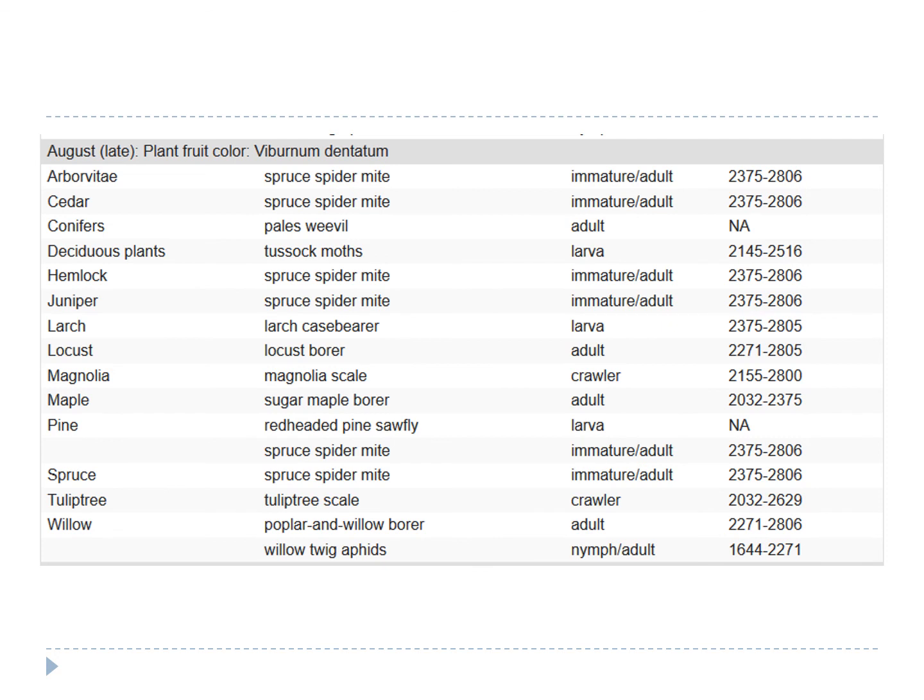Here's one for August. And so this is one when Viburnum dentatum has fruit that are in color. Since we don't have a lot of things that flower late in the season, we're looking at fruiting. If I'm having problems with my locust borers, at 2,271 to 2,805 growing degree days, this would be when I'd want to treat them. And so you can see the growing degree day accumulation happening through the year. This is August, and the windows that I'd need to treat them.